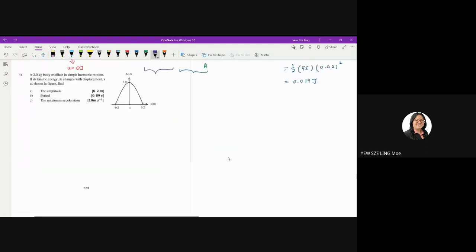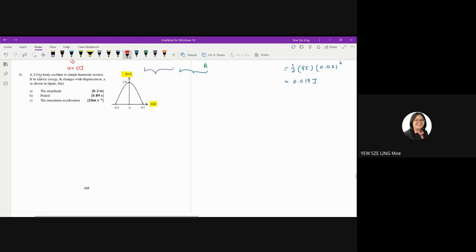Okay, so let's look at question 4. Now you look at the graph. Even though it's still energy against displacement, now you have a graph of kinetic energy. That's why the shape is now different. So, kinetic energy against displacement.